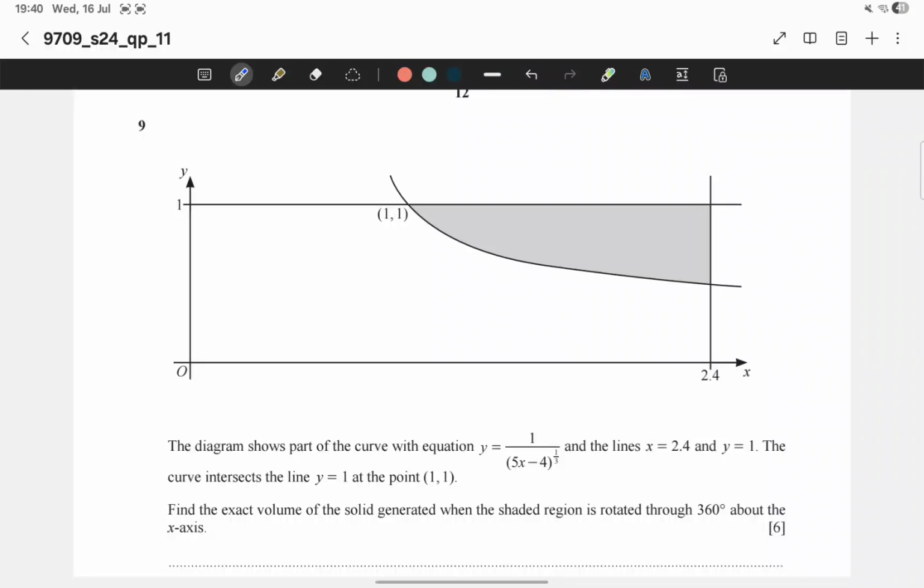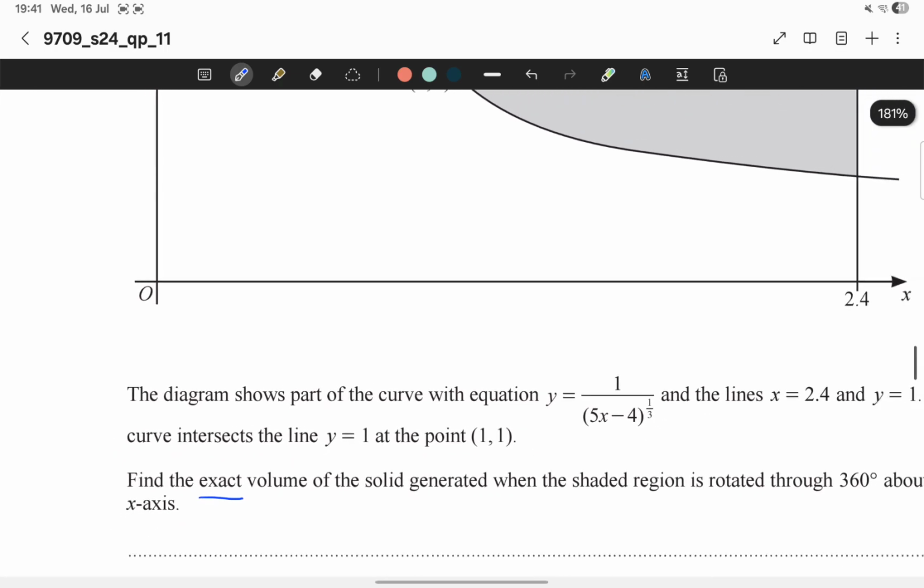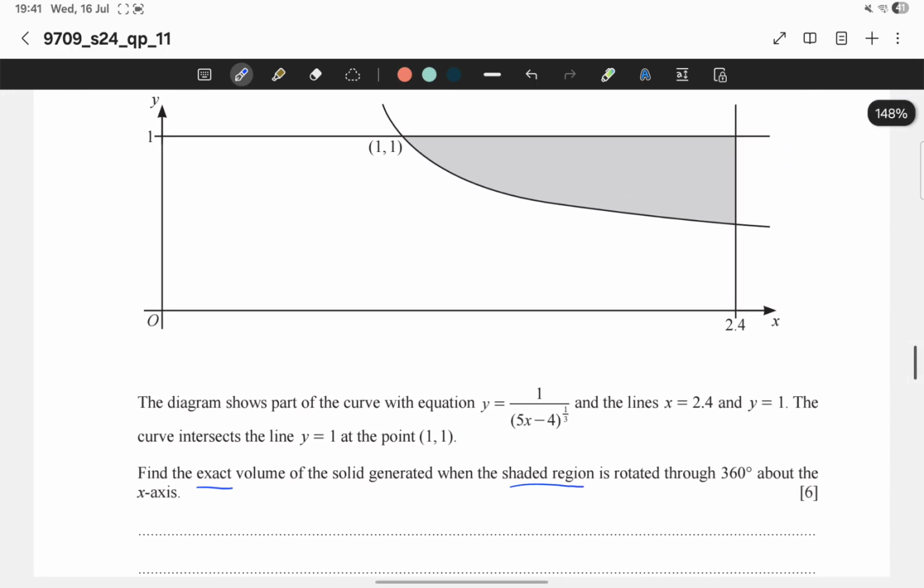Number 9 says the diagram shows part of a curve with the equation y equals 1 over (5x minus 4) to the power a third, and the lines x equals 2.4 and y equals 1. The curve intersects the line y equals 1 at point 1, which is shown there. Find the exact volume, exact meaning we're not going to simplify, of the solid generated when the shaded region is rotated through 360 degrees about the x-axis.